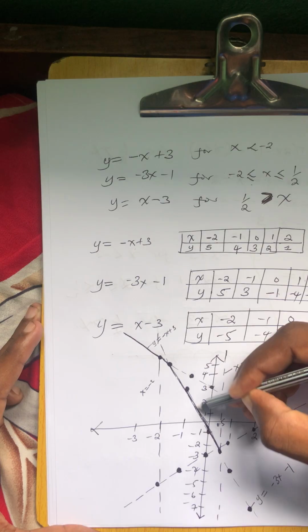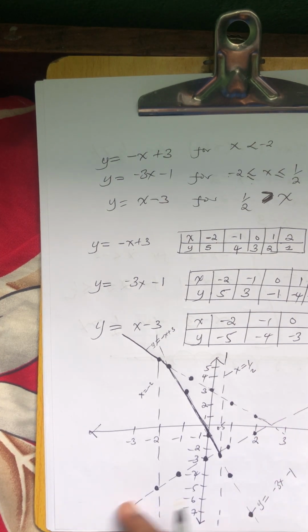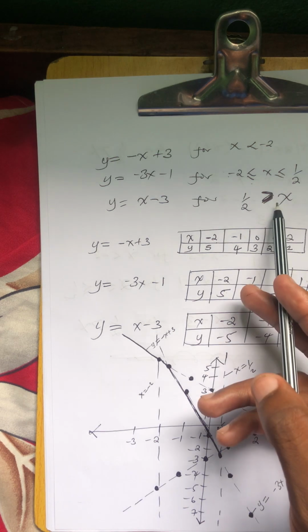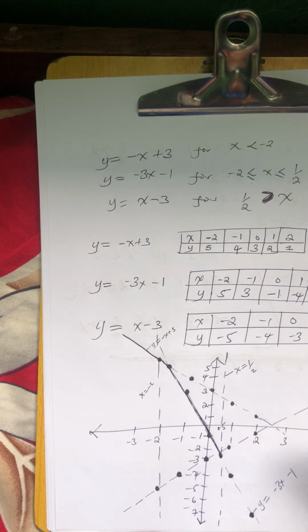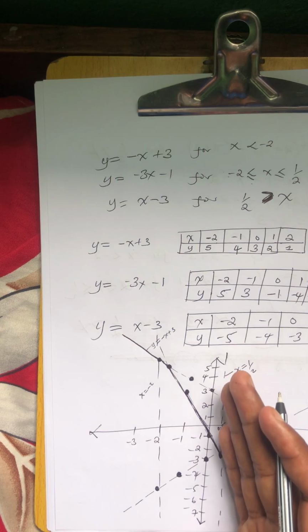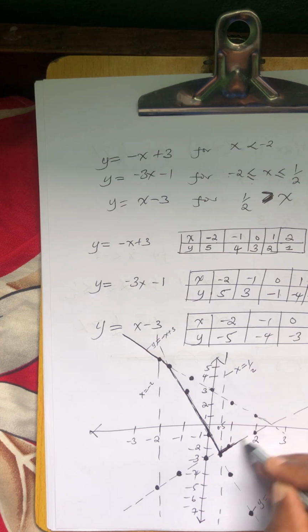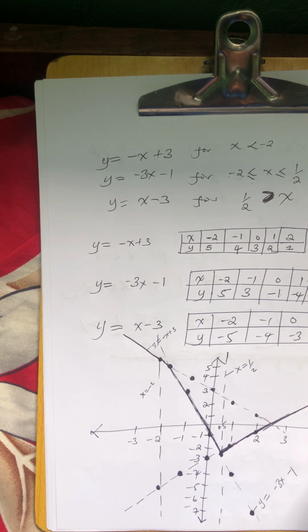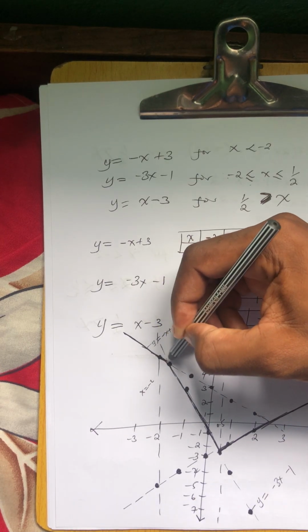Right. There. Then for this other region, now it's this linear equation. So we say where x is greater than half. This is where half is. So we're only interested in where x is greater than half, which means it's this side. So we have to connect the graph going this side, like this. So this one is the final graph, like that.